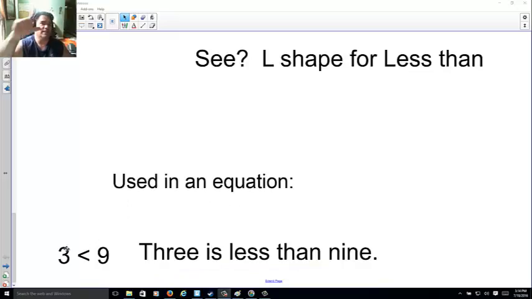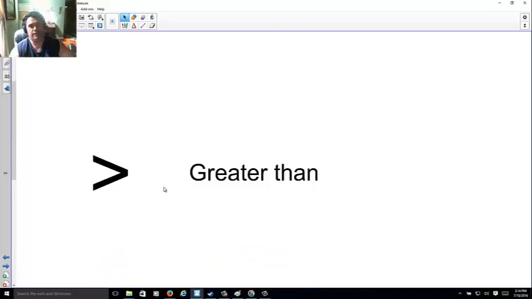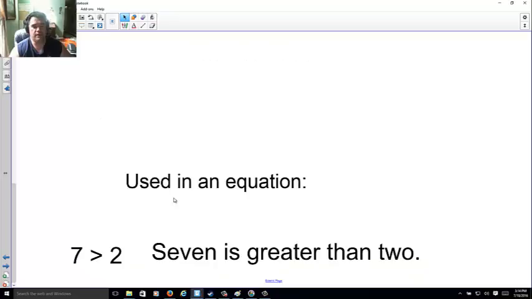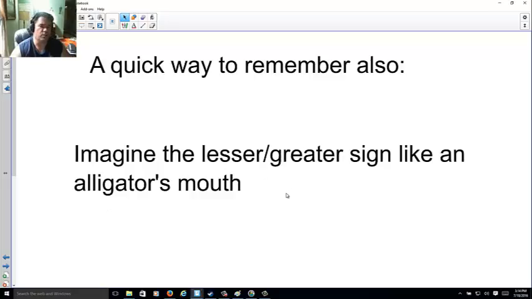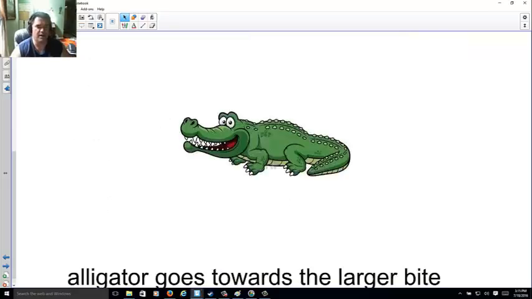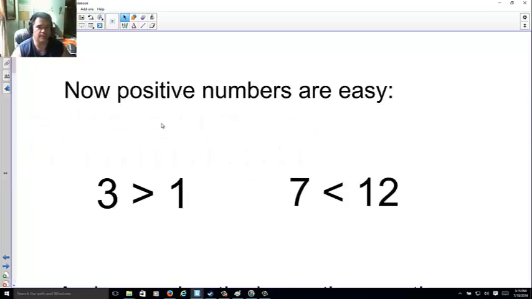So 3 is less than 9. No big deal. Well, the other one is greater than, which means more than. So 7 is greater than 2. A quick way to remember also, imagine that lesser greater than sign is like an alligator's mouth. The alligator goes towards the larger bite. Now positive numbers are easy. So you have 3 is greater than 1 and 7 is less than 12.